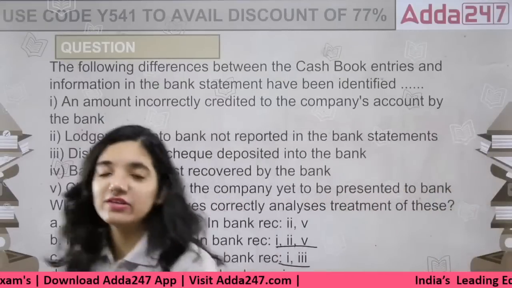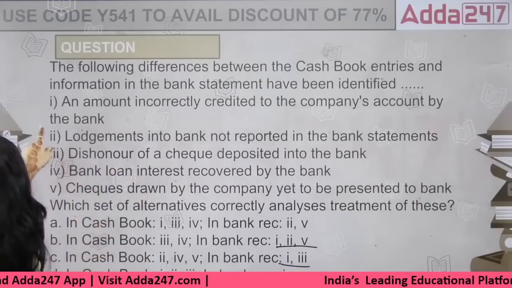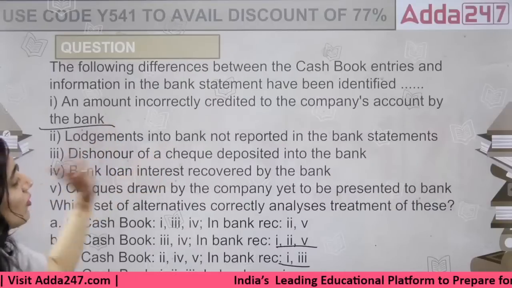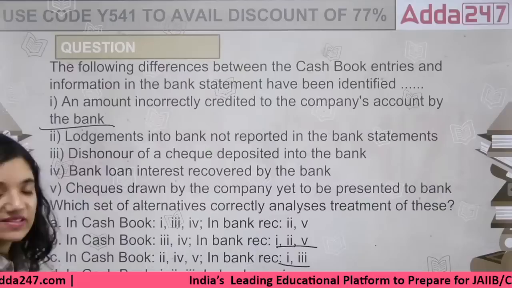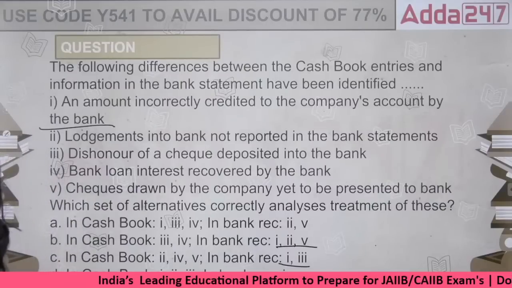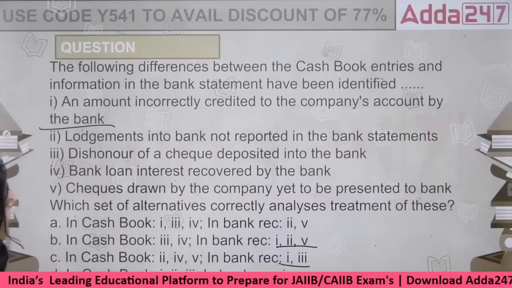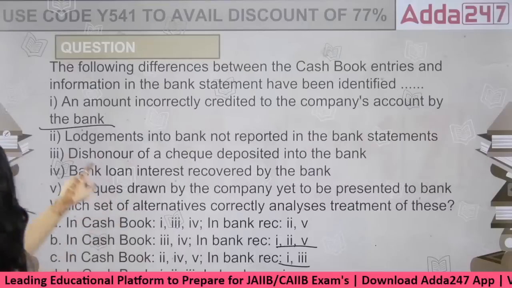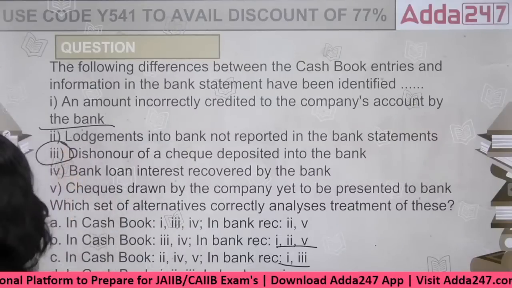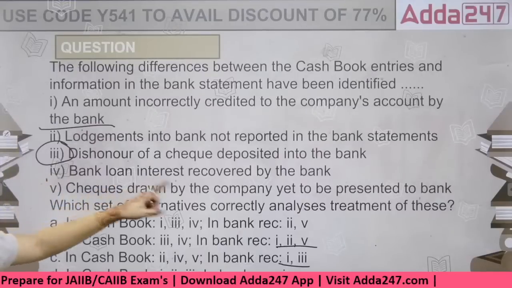Okay, let's look at the points. An amount incorrectly credited in the company's account by the bank. This is based upon the bank. Then lodgements into the bank not reported in the bank statements. That means this is something that has more or less to do with the passbook. Again, when we talk about the dishonor of a check deposited into the bank, the cash book has no clue when there is a dishonor, so technically that won't be recorded here. And bank loan interest recovered by the bank.